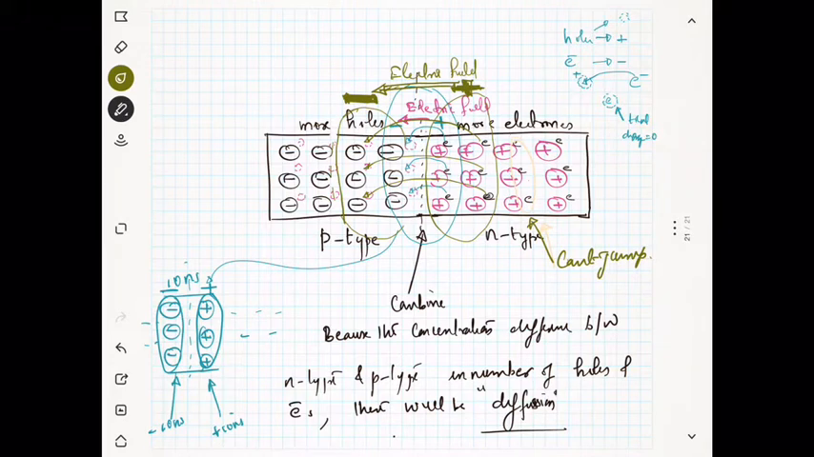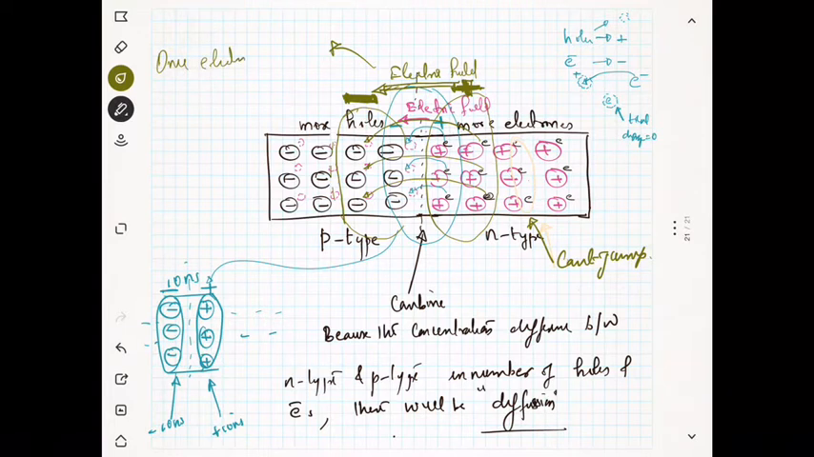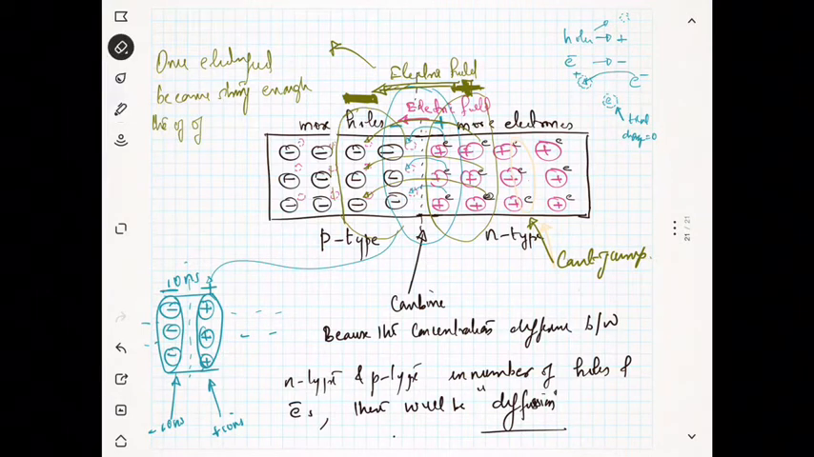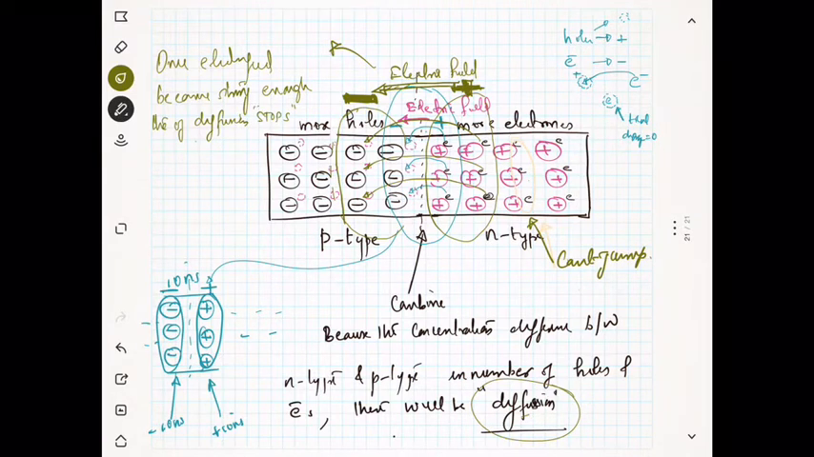Once this electric field becomes strong enough, the process of diffusion stops. I told you this process is known as diffusion. The process of diffusion stops. Now you will get a stable condition and you will get something like this.